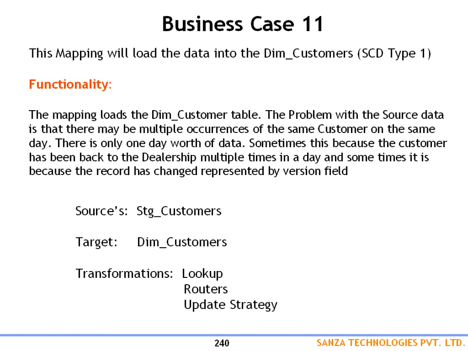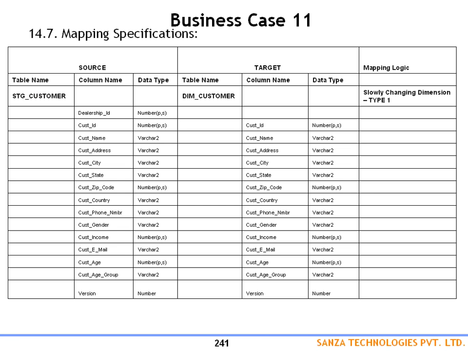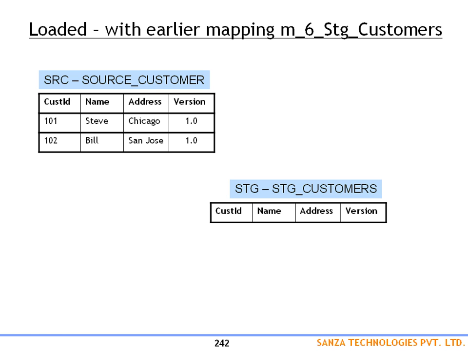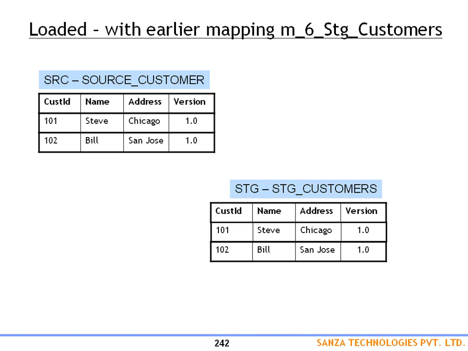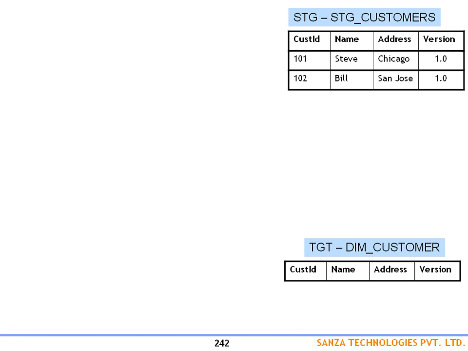What is SCD type 1? Slowly changing dimension type 1. Let us look at it in layman's terms. You have extracted the data from the source customer table and loaded the data into the STG customer table from the previous mapping. Now, from the STG customer table, we need to load data into the dimension customer table.